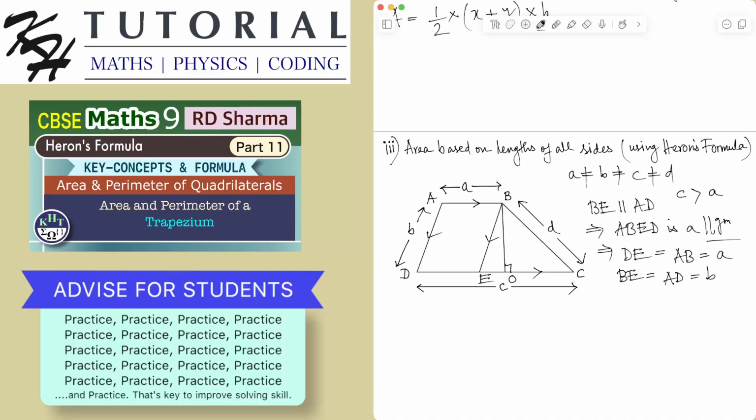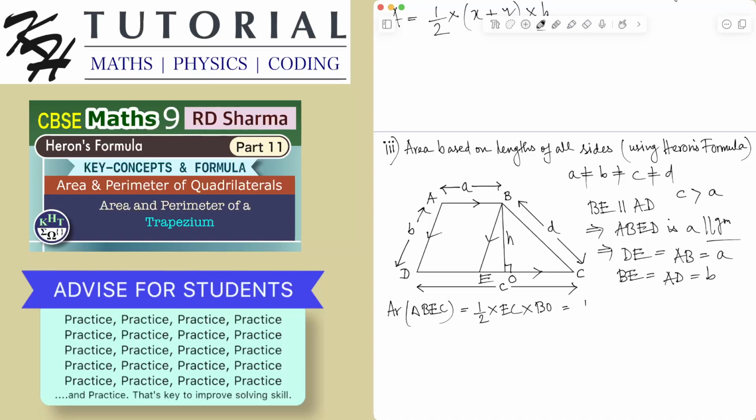And since BO is perpendicular to DC, BO will also be the altitude of the triangle BEC corresponding to the base or side EC. So the area of the triangle BEC, using the formula half into product of the base and height, will be half multiplied by EC multiplied by BO. So BO is the altitude of this trapezium. Let's say the length of BO be small h.